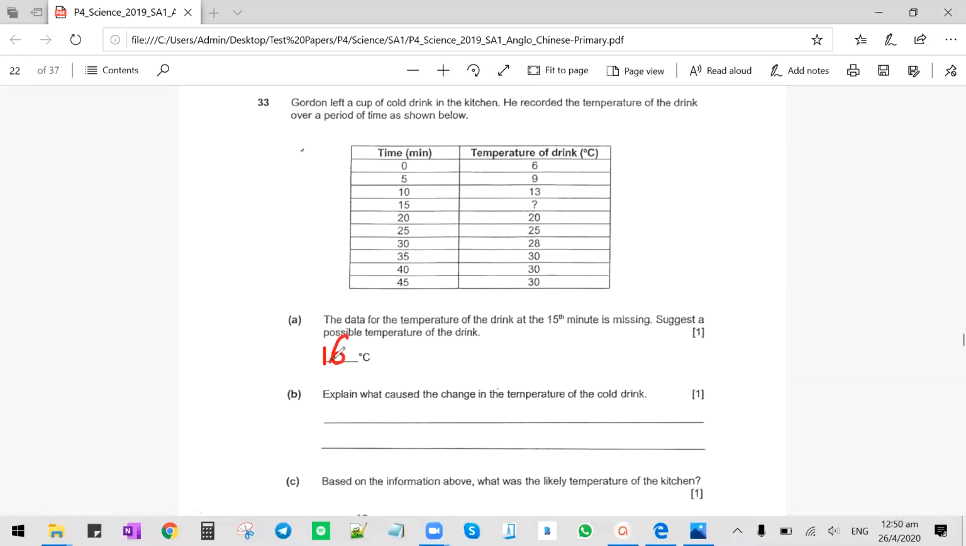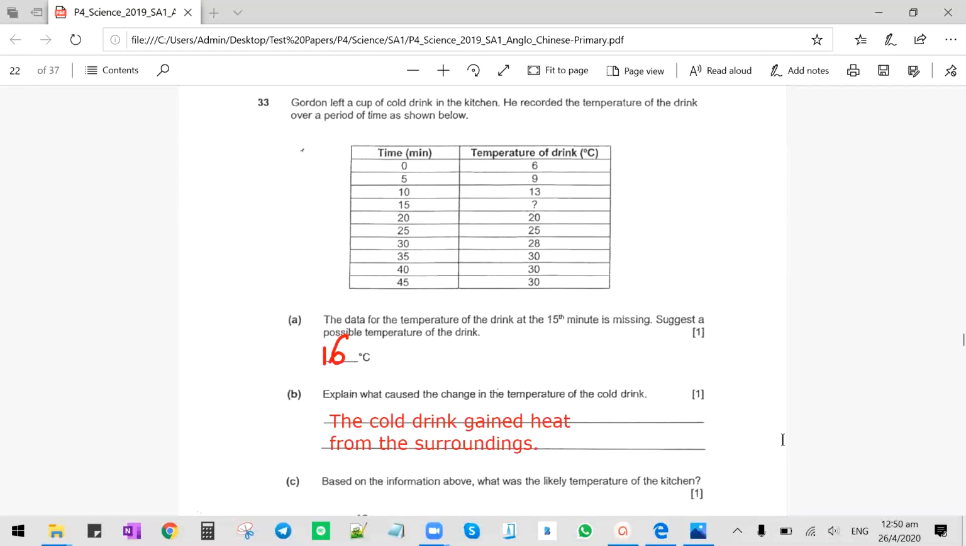Explain what caused the change in the temperature of the cold drink. Why did it increase? The cold drink temperature increased because what? It gained heat, right? From where? The heat is gained from where? From the surroundings, okay? Surroundings. That's it.